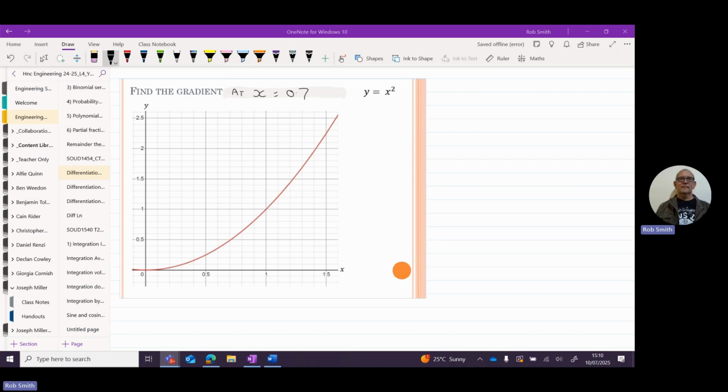Okay, so this is something you've done practically. You've worked out the gradient at x equals 0.7. So we're just going to try and find another way of doing that to help us come up with a more useful rule for working out gradients, or differentiating functions. So we want to find the gradient at 0.7. So at this point here.